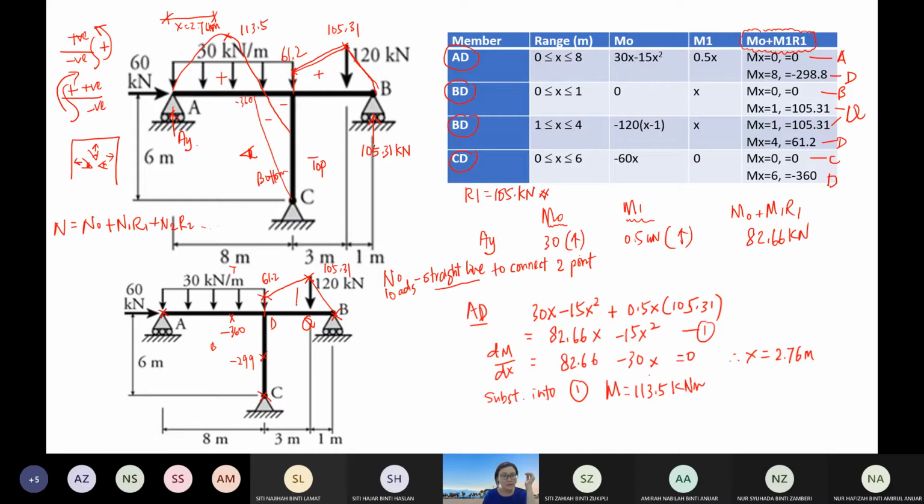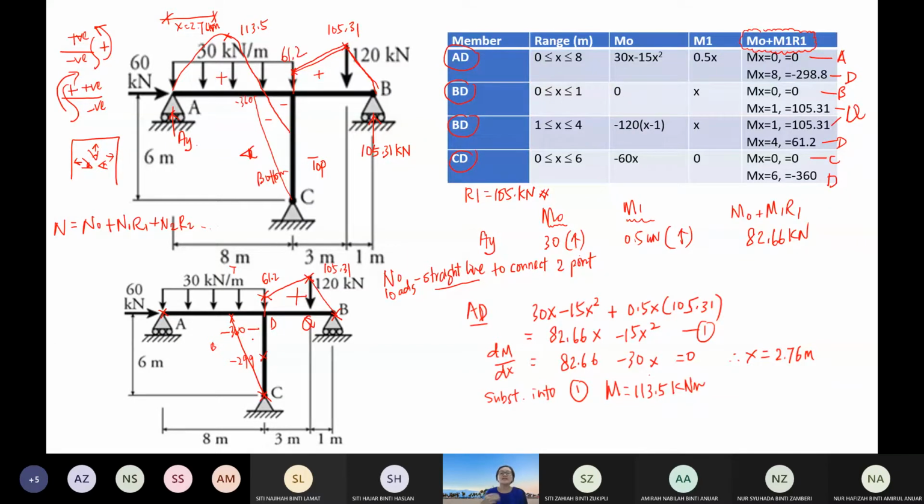This is positive, so you can put a positive sign. And then let's move to CD. If you can see, CD also has no loading at all, so you use a straight line. A straight line connects these two points, and this is negative.